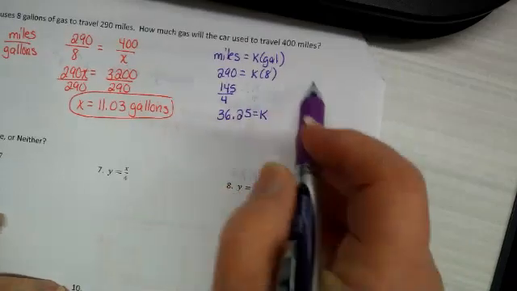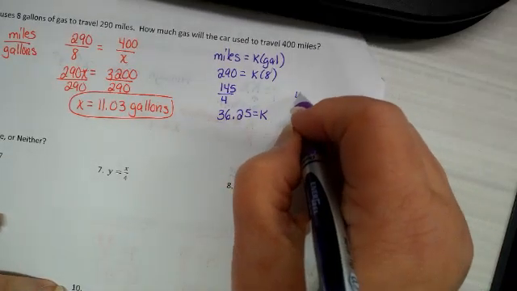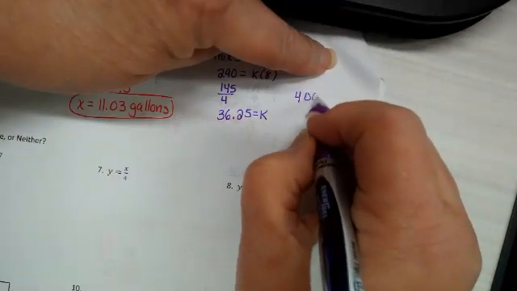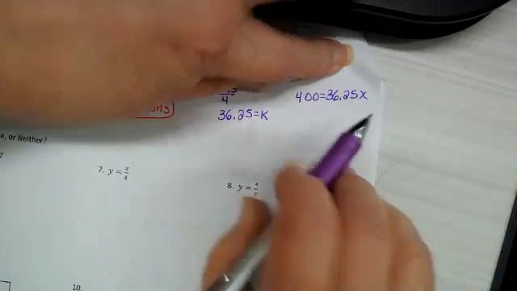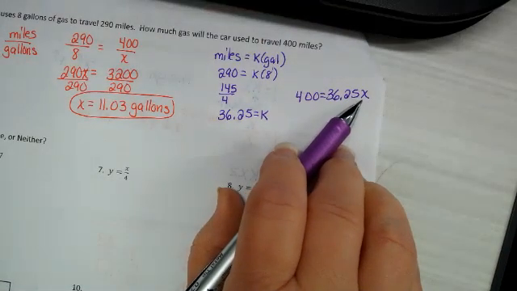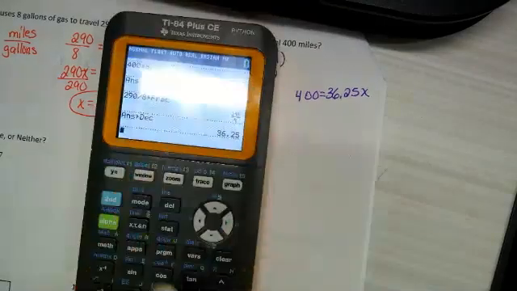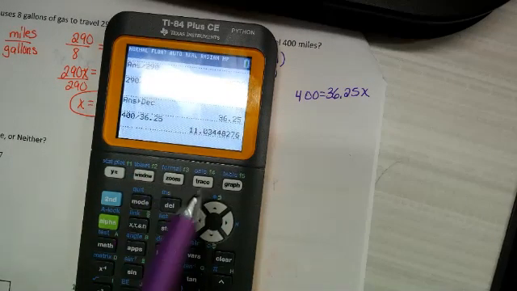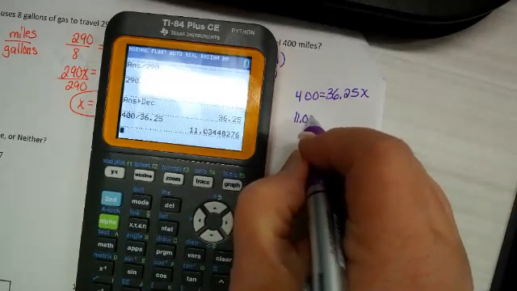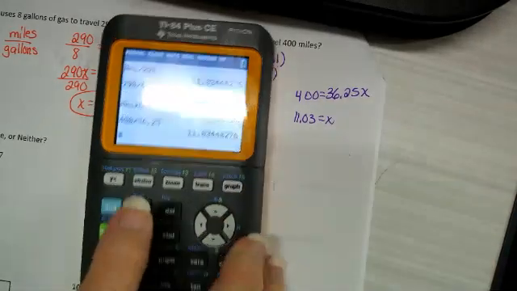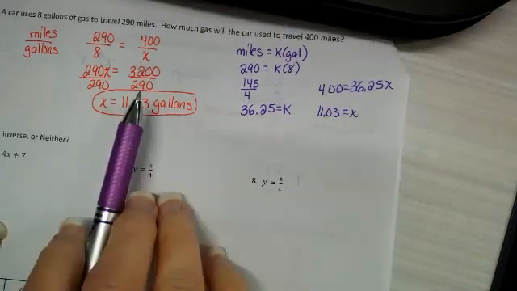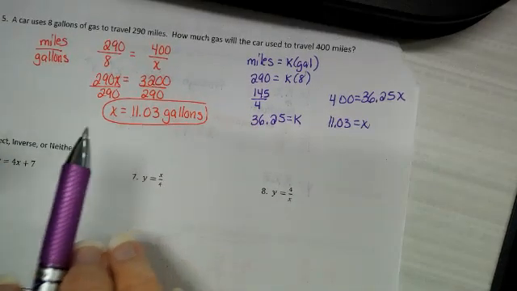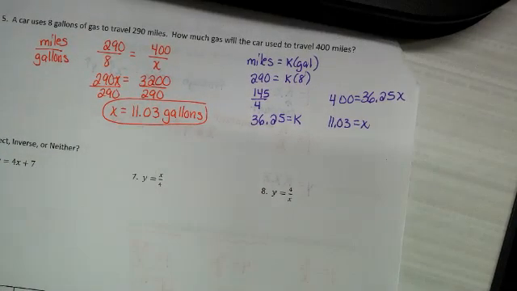And then I could go back to my second equation and say, okay, well then 400 equals 36.25 times how many gallons I'm going to use. And if I do 400 divided by 36.25, I get that same 11.03 for my x. So you could solve it with direct variation like we did on the front page, or if you recognize that, hey, this is just a proportional relationship, you can use your proportions.